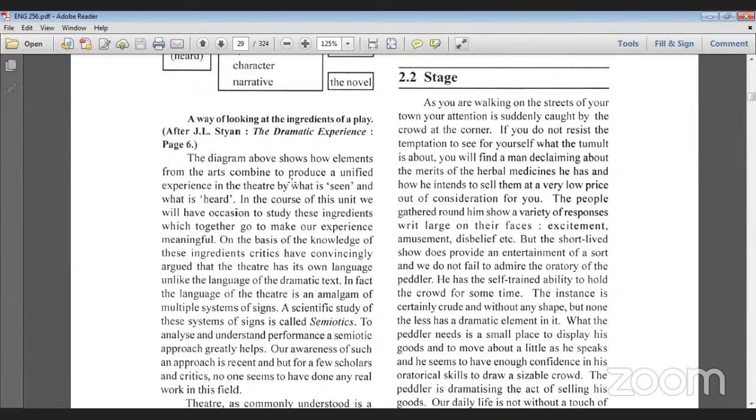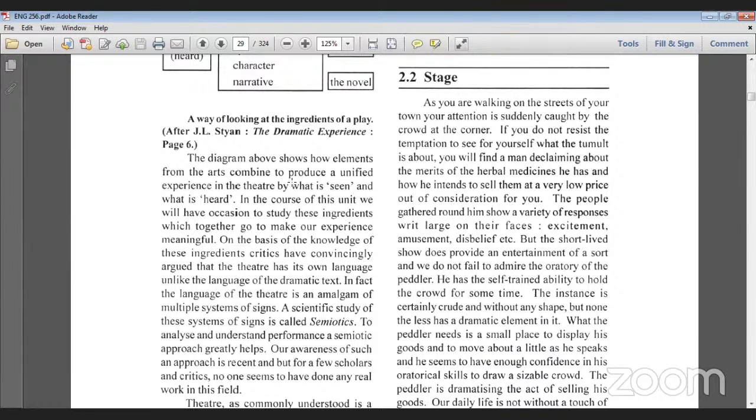A short note on stages is asked all the time. One of the stages is the Greek stage, which I will make you read. The others are the Roman stage, Elizabethan stage, and modern stage, which you have to go through on your own, so you will be able to understand what a stage is.